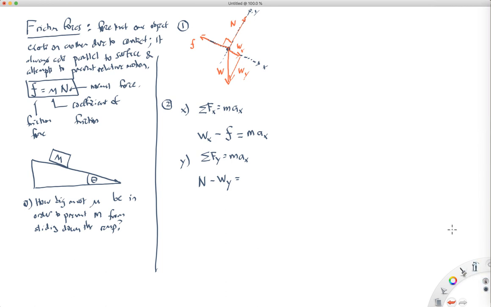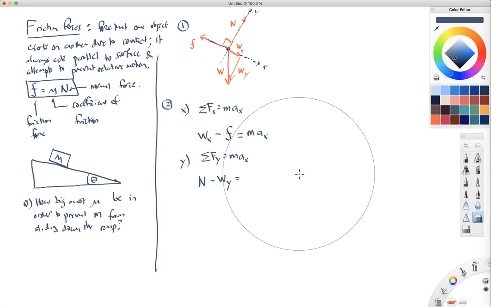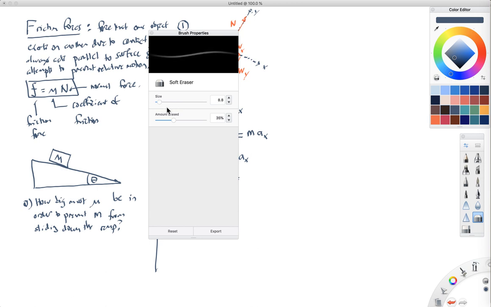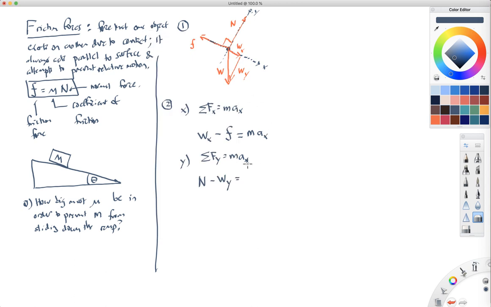Let me get my eraser out here. Oh, that's a big eraser. Just a minute. I think my daughter's been playing with this, which is just fine. Let's erase this right here.